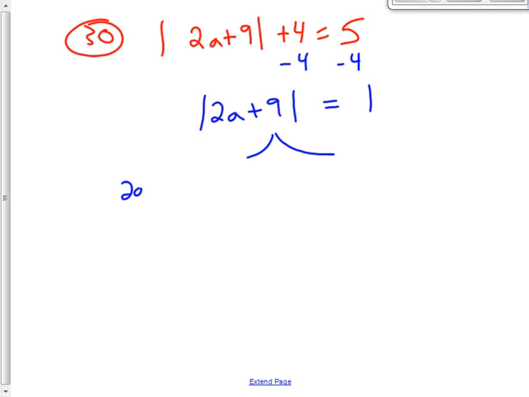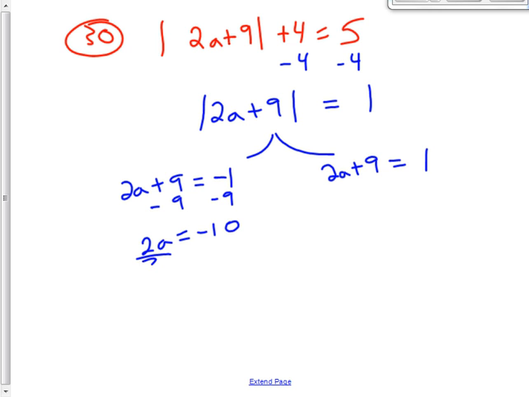The way I get rid of the absolute value is I think about going to the left from where I started. Let's erase that here. And 2a plus 9 is go to the right. So subtract 9 from both sides.